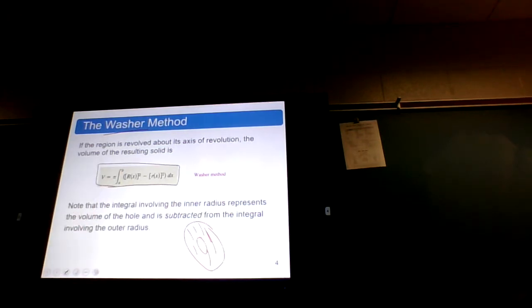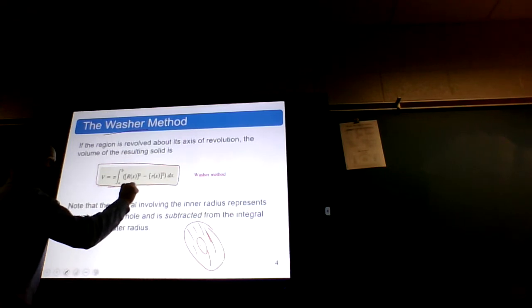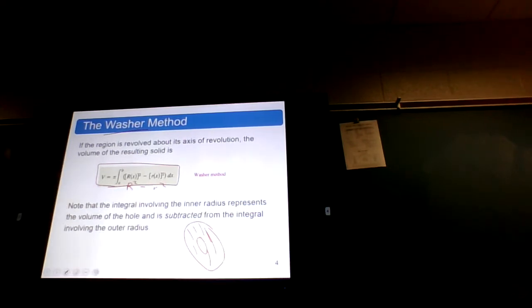Again, this is with respect to the x-axis. We can do the exact same thing with the y-axis. Please note, though, that we've got the big R squared minus the little r squared. This is not big R minus r squared, okay? So what we're essentially doing is doing two of the last problem.